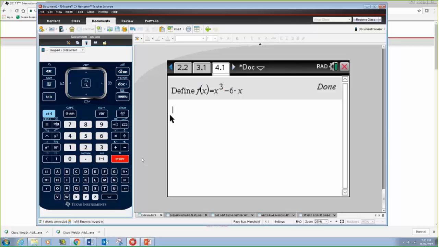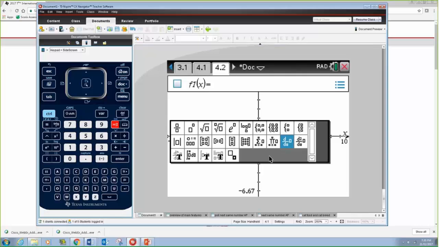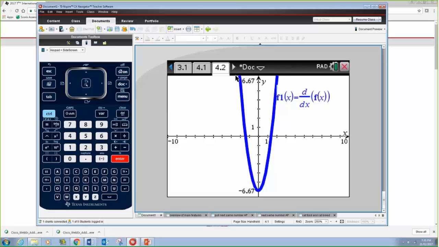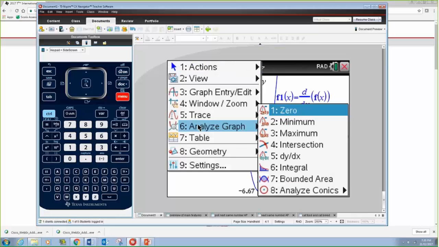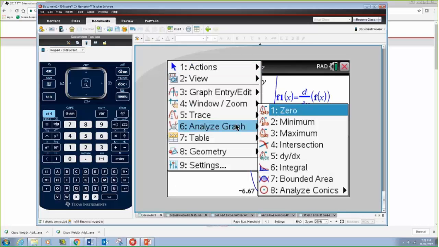So I have this function defined, and now I can open the calculator screen and I can sketch the gradient graph straight away. So I need the template, and I'm using d/dx here. So I have d/dx, and my function which I defined was f of x, and it comes bold. So this is the gradient graph drawn, and we are after when the gradient is 0. So we just need to get those 2 points, and it will be symmetrical.